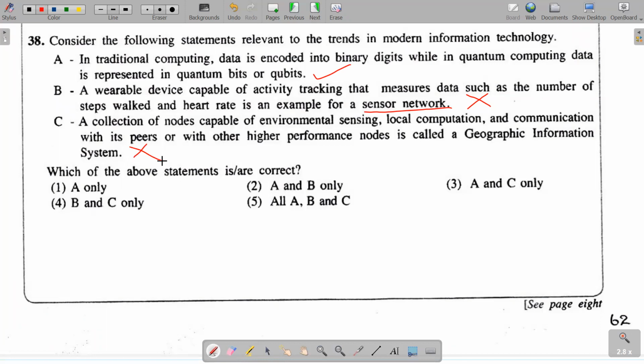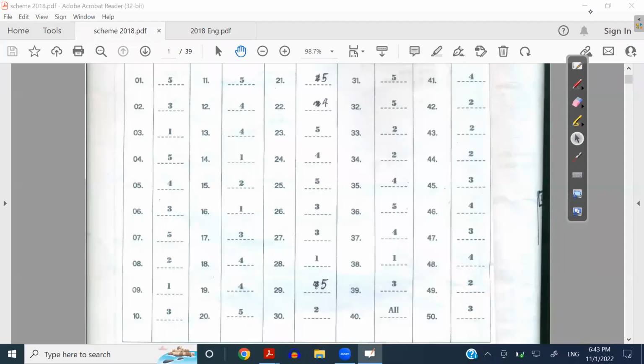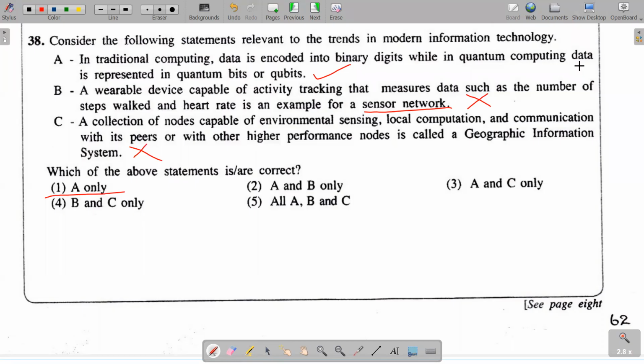Right? So it's A only. It seems A only. 38, yes, the first one is the answer. A only.